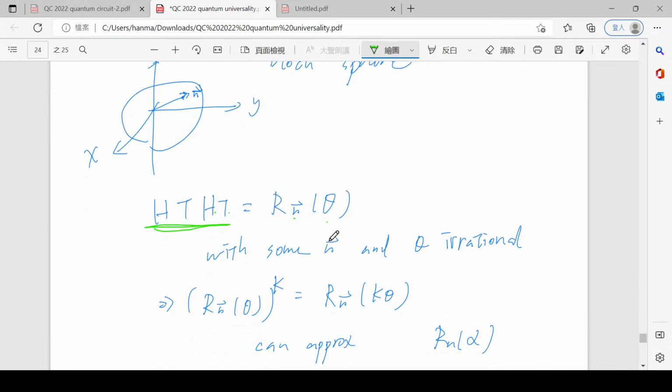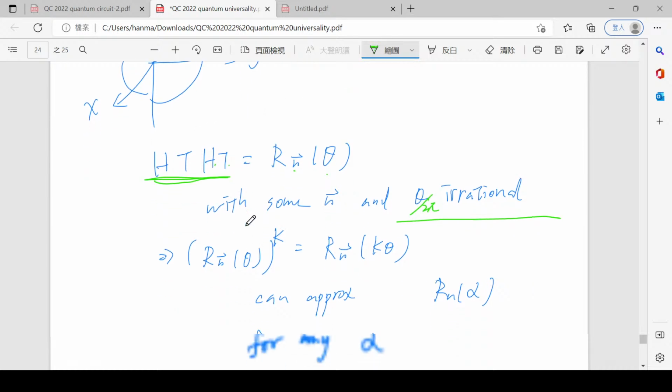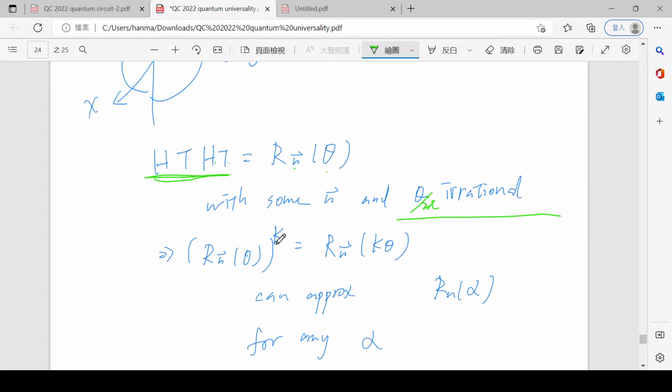And what is important here is that theta divided by 2 pi is irrational. So theta is an irrational multiple of 2 pi. That's an important thing here. Okay, so theta divided by 2 pi is irrational. And why is this important?